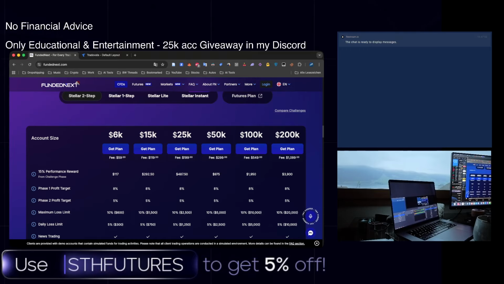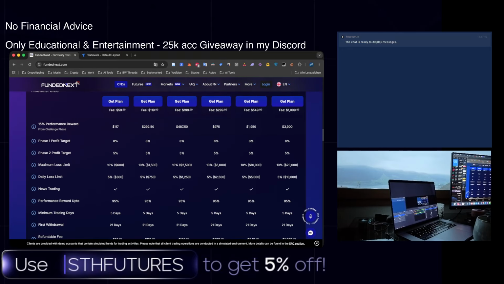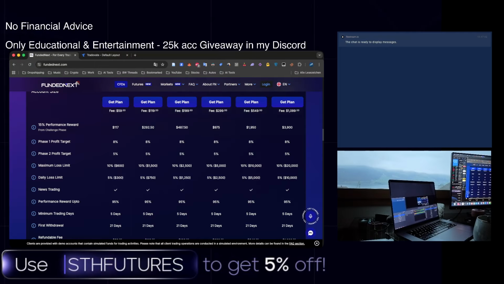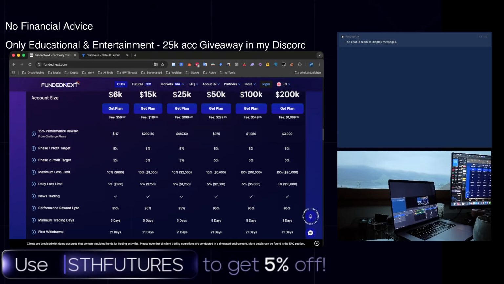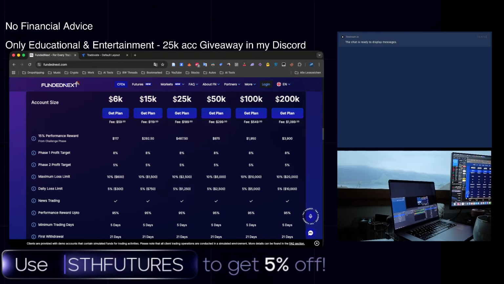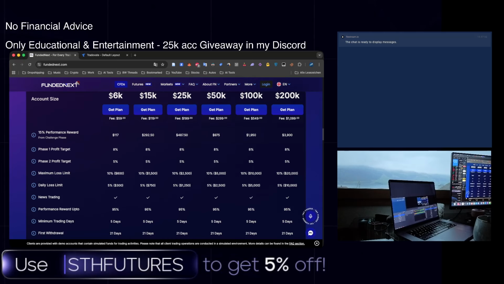So if you go down, these are the Stellar two-step accounts. These are similar to the ones that FTMO offer, but they are cheaper. For FTMO, you pay more money because their brand has been existing for longer, I assume, but the accounts on FundedNext, in my opinion, are much better because they're cheaper, first of all, and you also get a payment reward from the profits you make throughout the challenge on your first payout. And in general, they're cheaper. You also have a higher profit split than on FTMO.